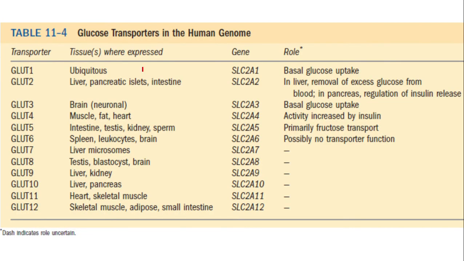Look here. GLUT1 is present in many cells, ubiquitous in nature. Function is basal glucose uptake. GLUT2 is present in liver, pancreatic islets and intestine. And in the liver, its function is removal of excess glucose from the blood. In the pancreas, regulation of insulin release. Like that, these are the different GLUTs, and they are present in different tissues. Try to find out their function also.